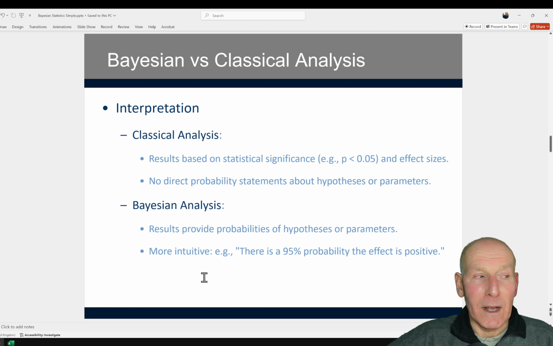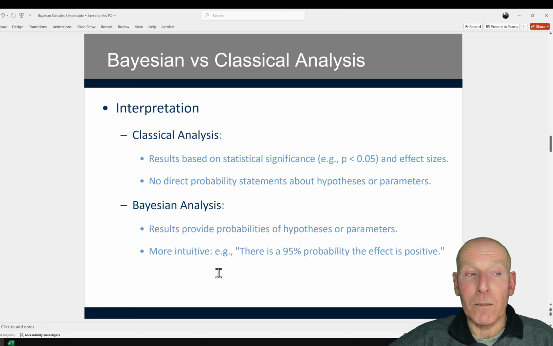And what some people find is that it's actually more intuitive. So you can say there is a 95% probability that you have an effect, for example, because the effect is a probability distribution.